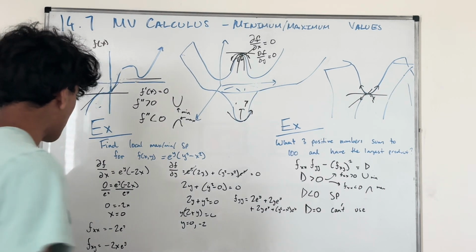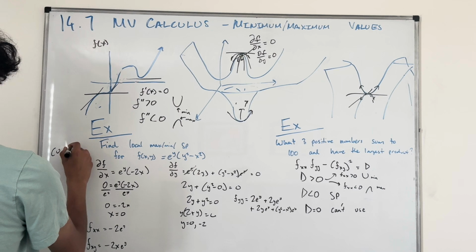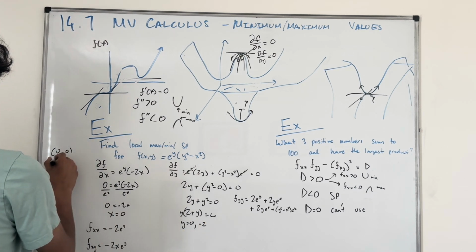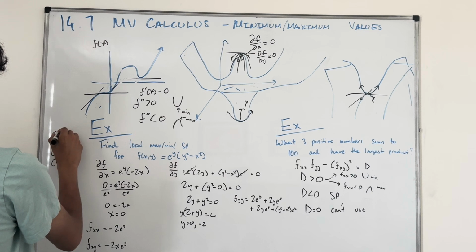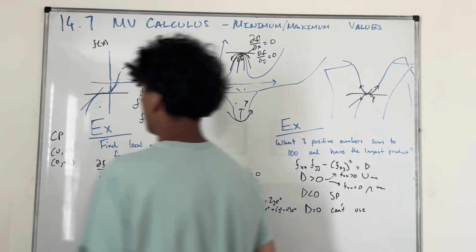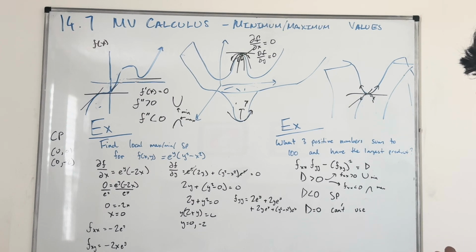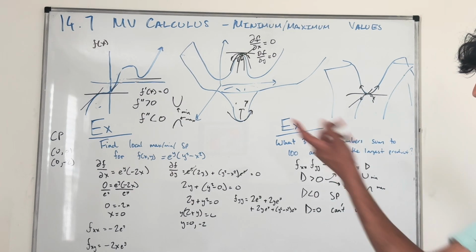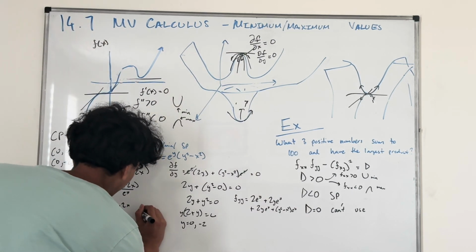Okay, that was quite a lot, but now we know our critical points: 0, 0, and 0, negative 2, because x is 0 and those are the y values. So I can just test them now. So CP, critical points. Let's work this out. Let's start with 0, 0. f of xx, the second partial derivative with respect to x.